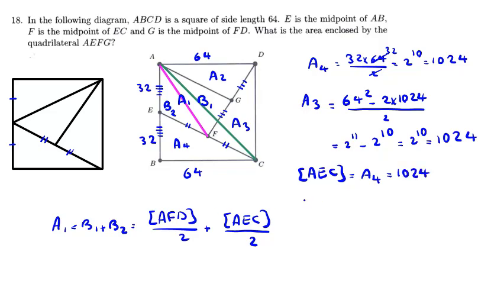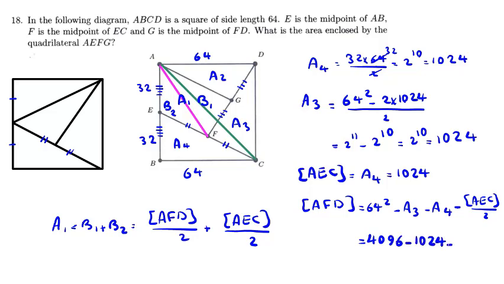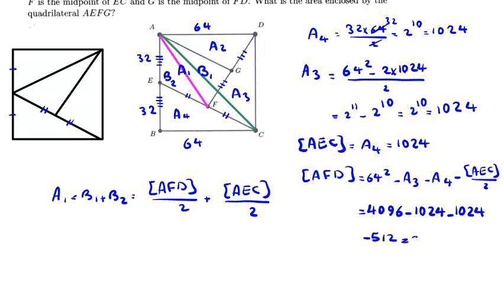Now we should focus on finding AFD. If I want to find AFD, I say, okay, it is equal to the whole area 64 squared minus here A3 minus A4 minus AEF. AEF is what? Half of AEC. Minus half of AEC. So it will be 64, 2 to the power of 6 squared, 2 to the power of 12, 4096 minus 1024 minus 1024 minus half of AEC, minus 512.